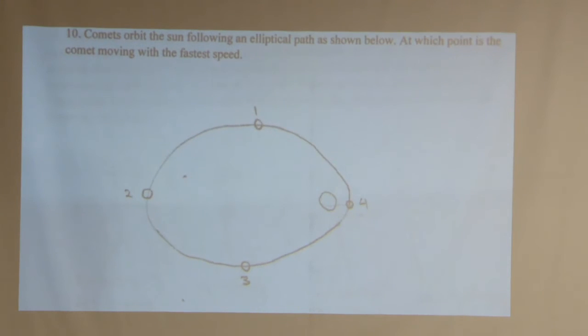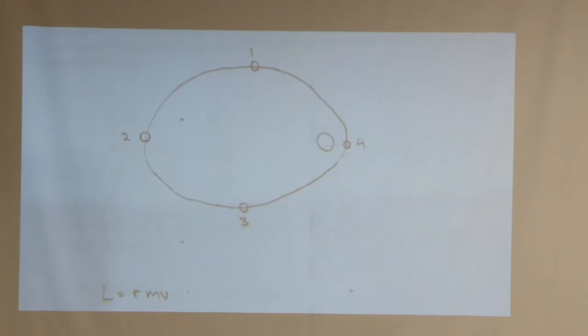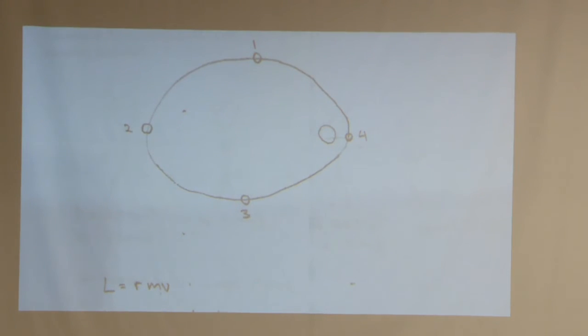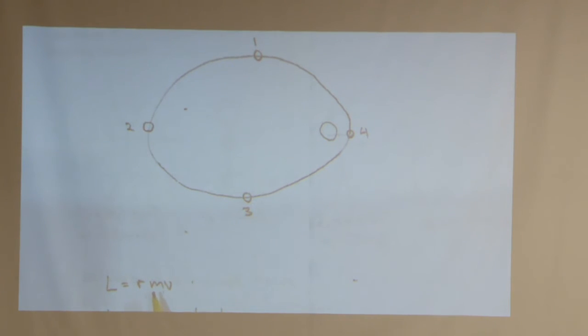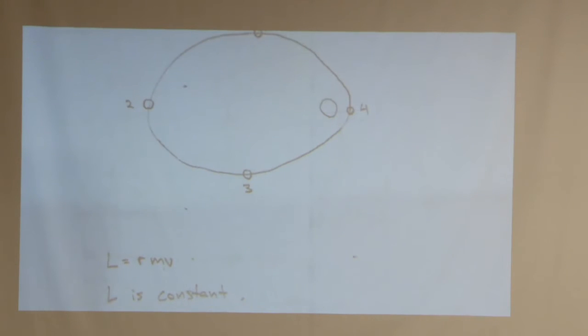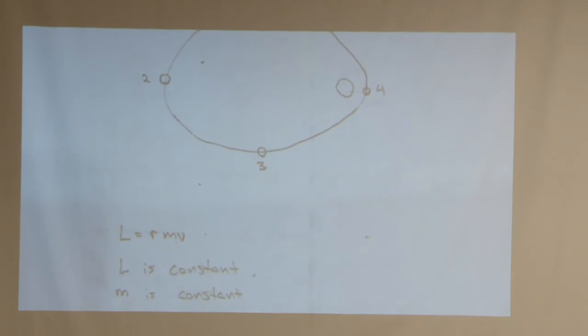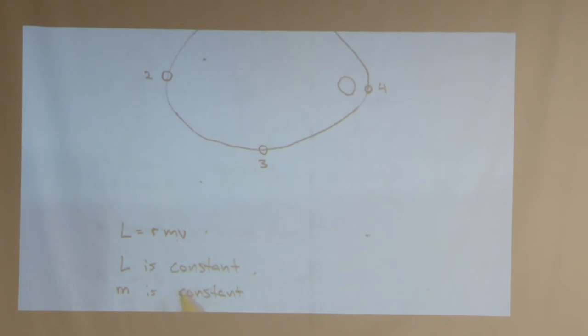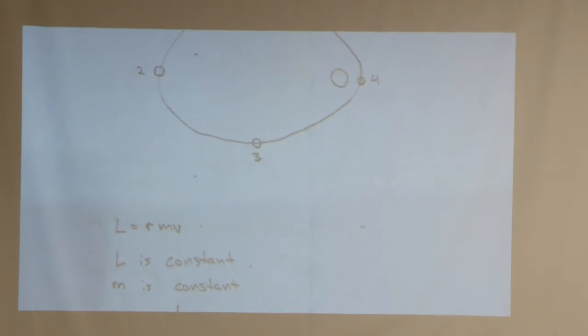Right, so if we consider this system as a system of angular momentum that's conserved, we have the equation L equals RmV. This is the definition of angular momentum. It's actually R cross P, but for analysis, I'm going to take away the cross. L is constant because it's being conserved. M is constant because the comet is not changing mass.